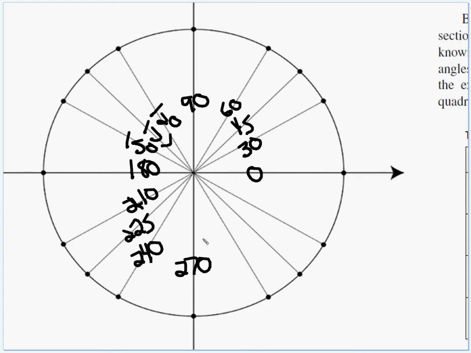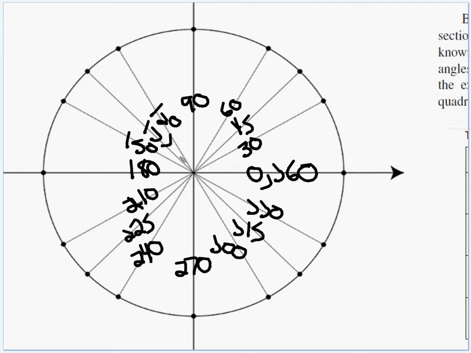Let's add our first quadrant friendlies again. 270 plus 30 is 300. 270 plus 45 is 315. 270 plus 60 is 330. And we started at 0 and we went all the way around. So now we're ending at 360. 0 and 360 have the same values.